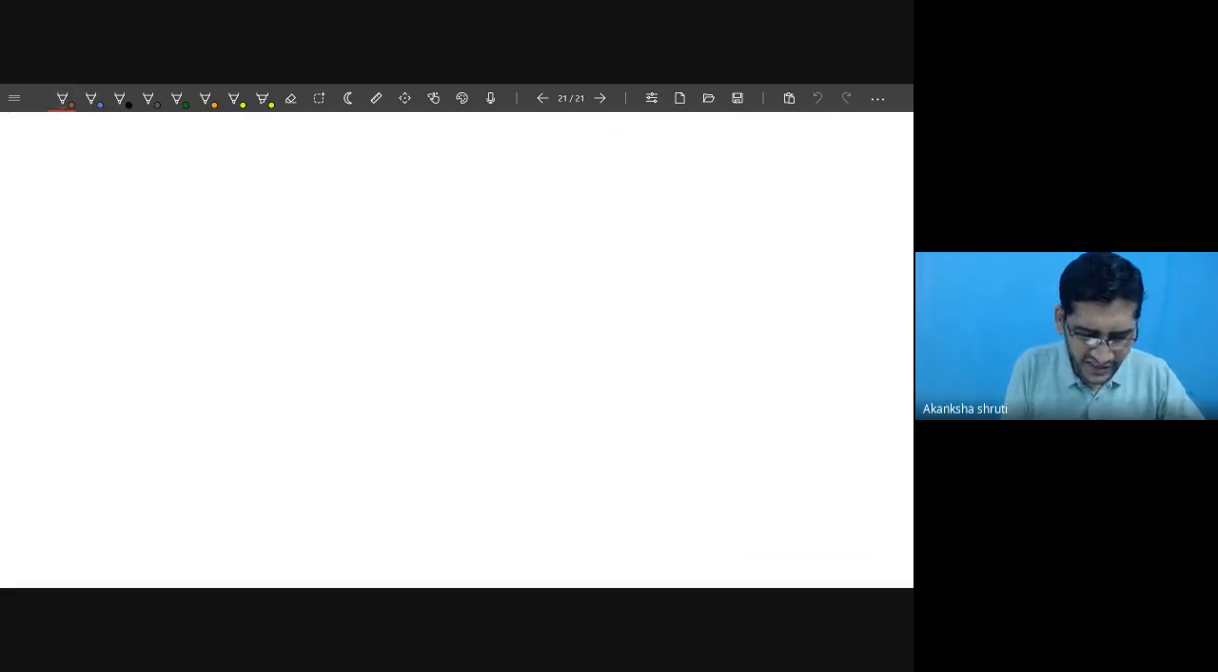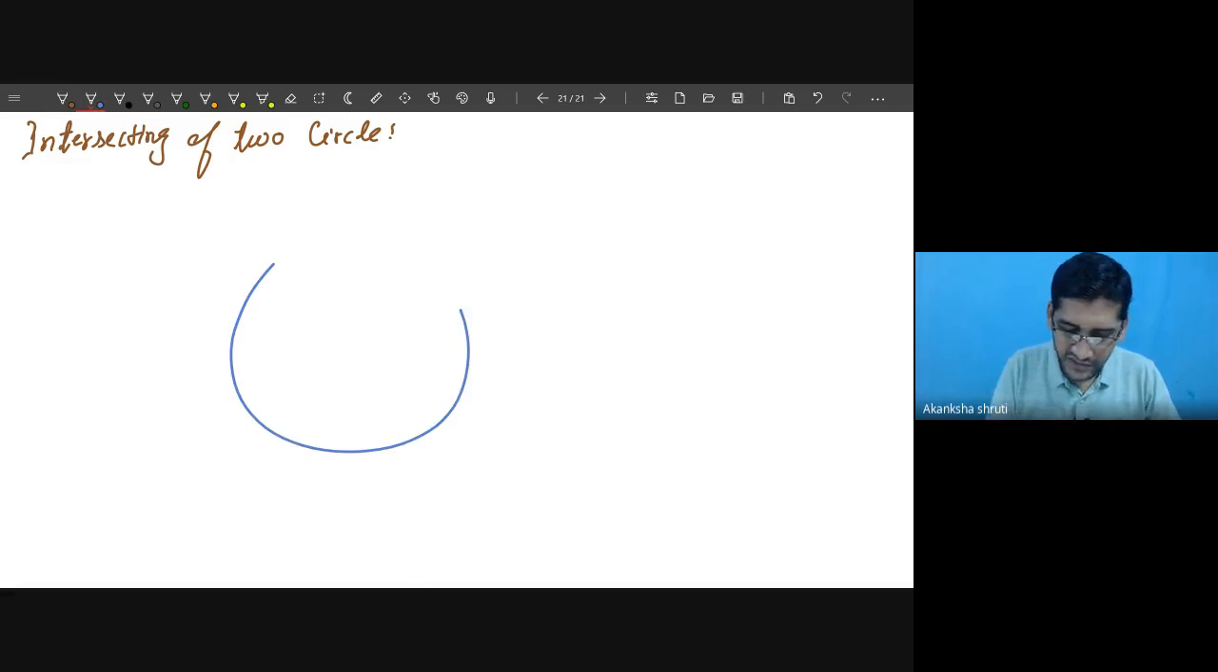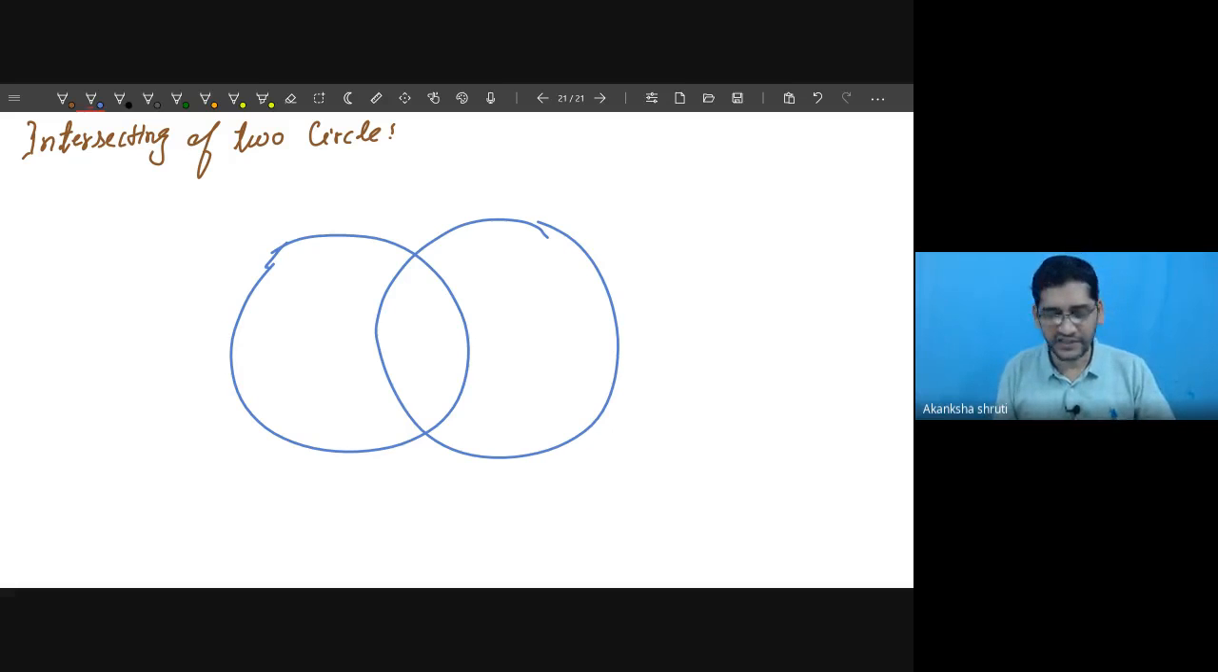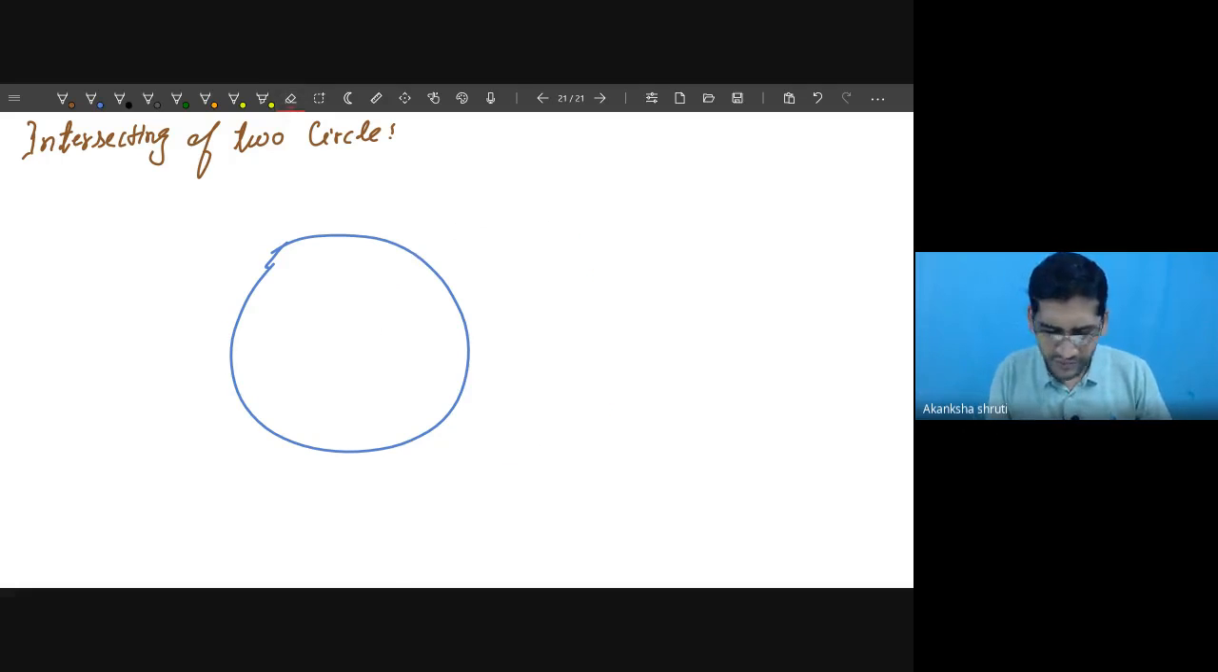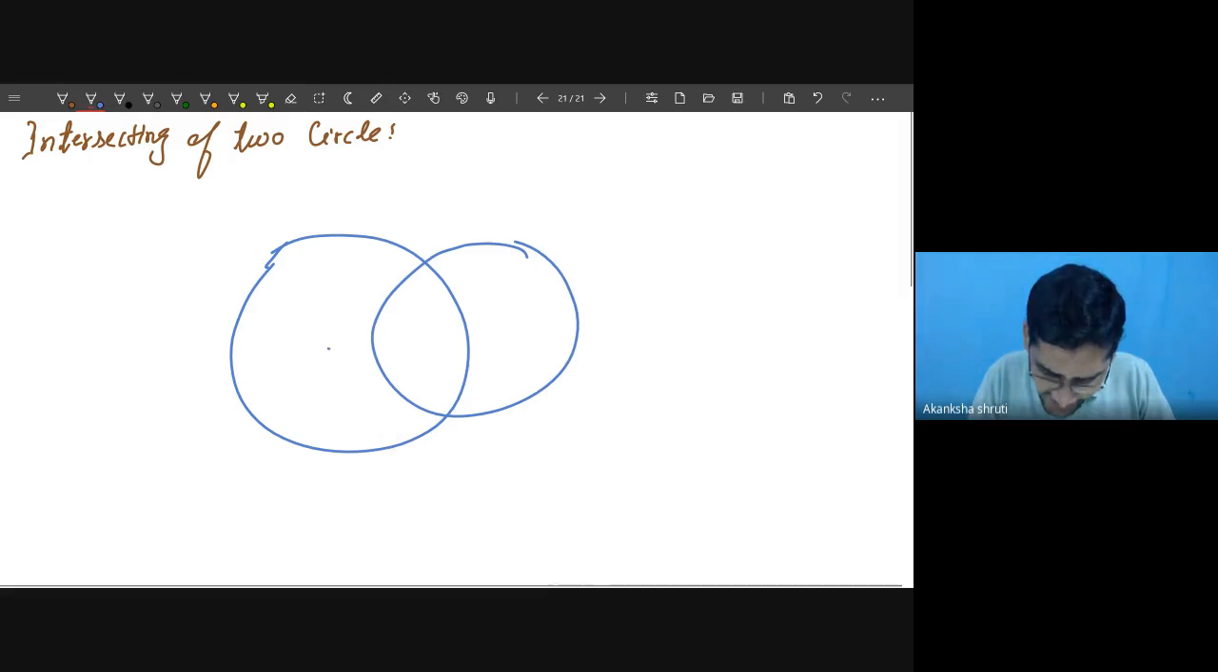Means intersecting of two circles. It is based on this. Intersecting of two circles. What is the concept? Let me quickly just give you some hint. Say this is one circle, this is other circle. These circles need not be of the same radius, they may be of different radius. Let us consider this center as O1 and this other center as O2.